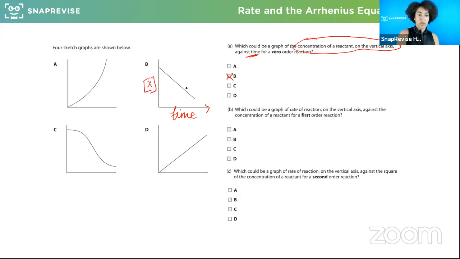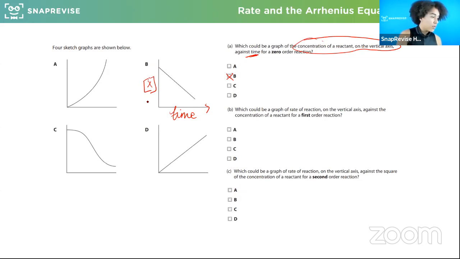Yeah, because in concentration time graphs, the rate is the gradient. And as you can see, the gradient doesn't change as the concentration changes. You don't have to apologize if you don't get it. It's my job to help you get it.